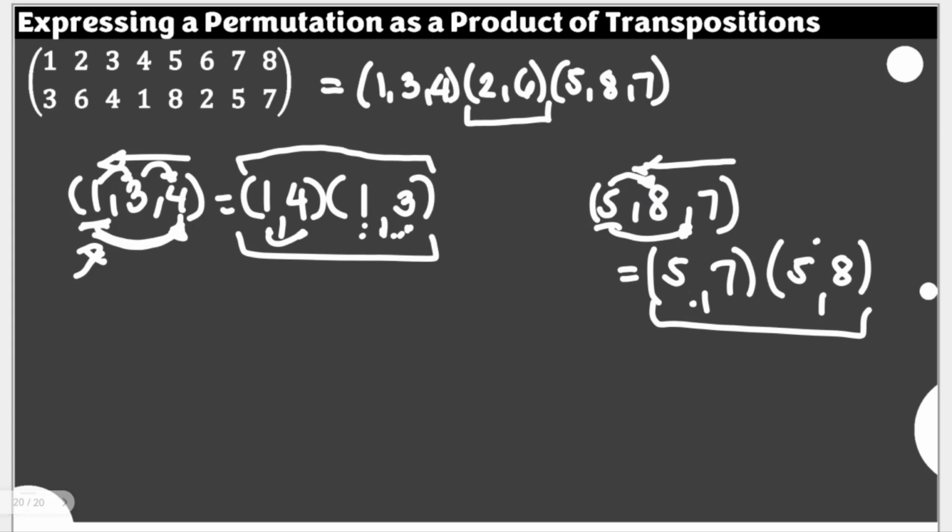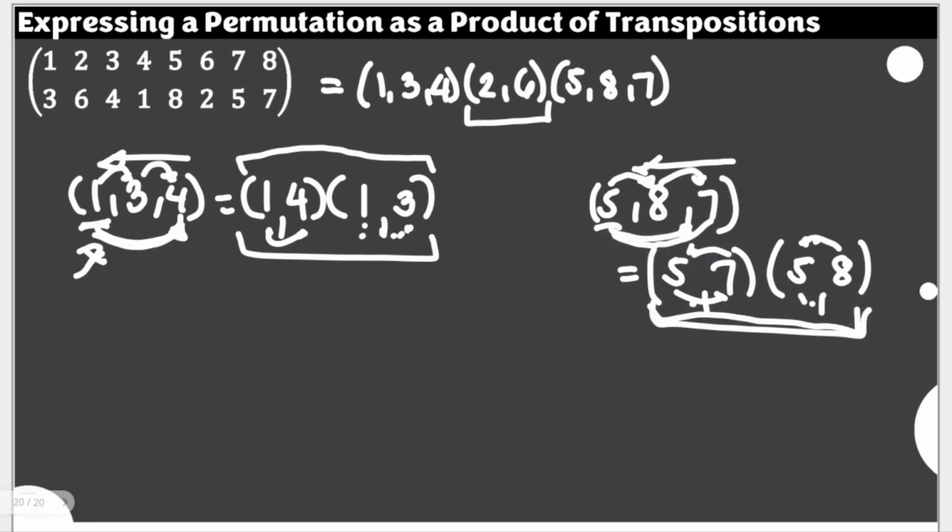For 7, let's have 8 because 8 is the second element here. 8 is mapped to 5. And 5 is mapped to 7. Hence, 8 is mapped to 7. That's correct. For 7, 7 is mapped to 7, 7 is mapped to 5, that's here. So this is also correct for that.